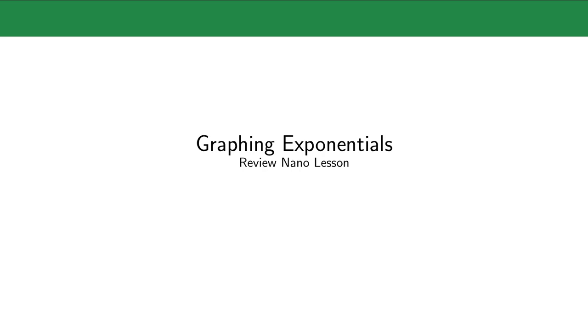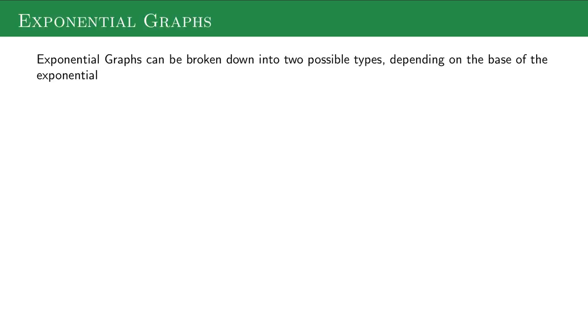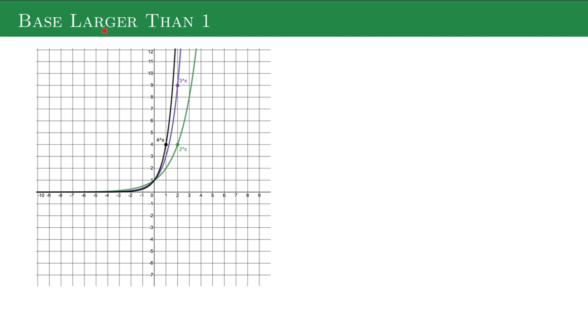In this video, we're going to review how to graph exponentials. Exponential graphs can be broken into two possible types depending on the base of the exponential. The first type is if our base is larger than 1. So we can see we have 2 to the x, which is bigger than 1, 3, and 4 raised to the x. All of them look pretty much the same.